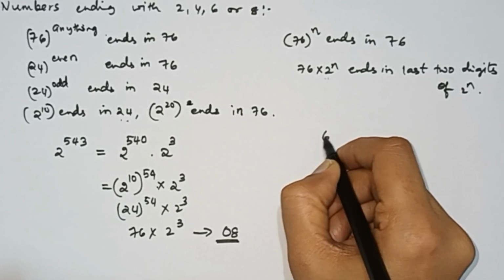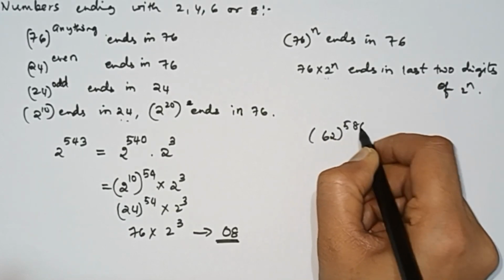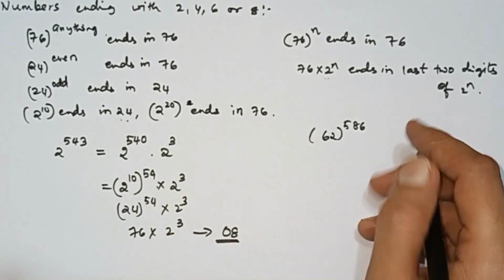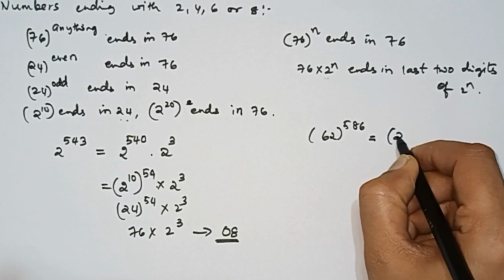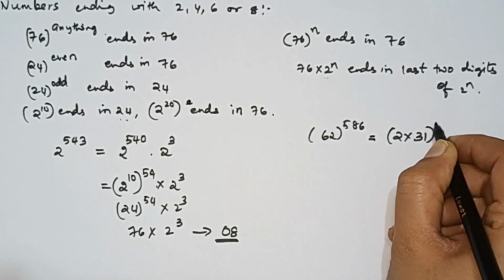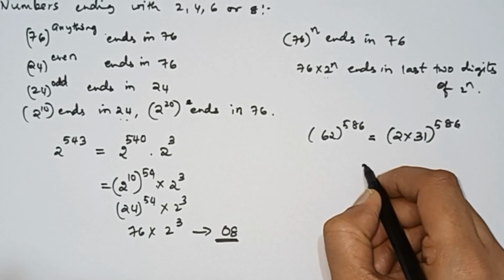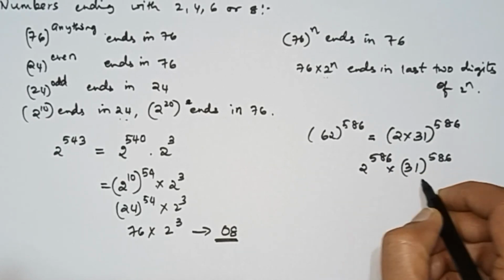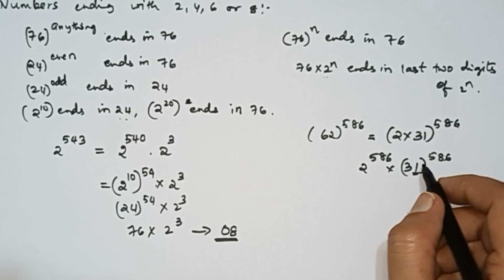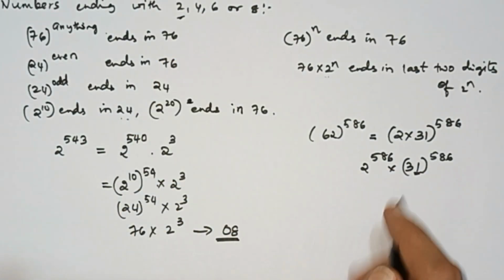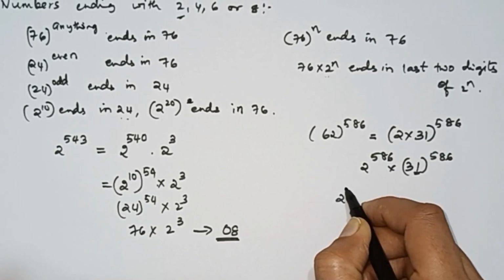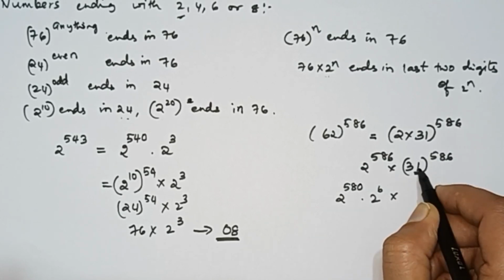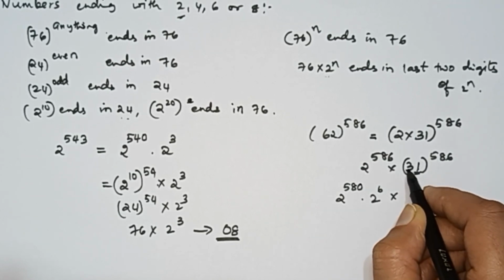Now one more example, 62 to the power 586. Now in this case, it is not directly given in terms of 2 to the power some value. So I have to write this as 2 into 31 to the power 586. Now split it as 2 to the power 586 and 31 to the power 586. For this, the number ending with 1 method, and for this, the numbers ending with 2 method. So 2 to the power 586, I'll split it as 2 to the power 580 into 2 to the power 6. And this is a number ending with 1, so it ends with 1, then the tens digit is 3 into 6.